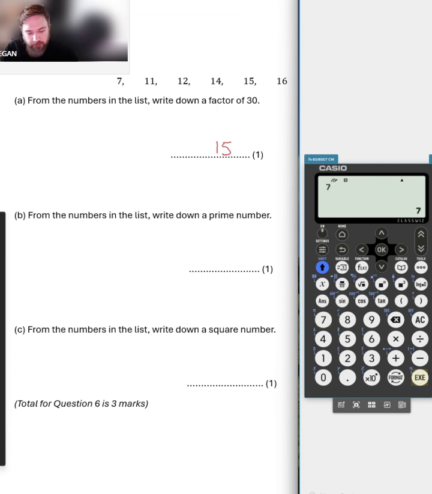press execute, it tells me 7. 7 is 7, right? That's fairly obvious. Now, if I select the Format button and go down to Prime Factor and click OK, if it's a prime number already, the display doesn't change. So that is telling me that 7 is a prime number.